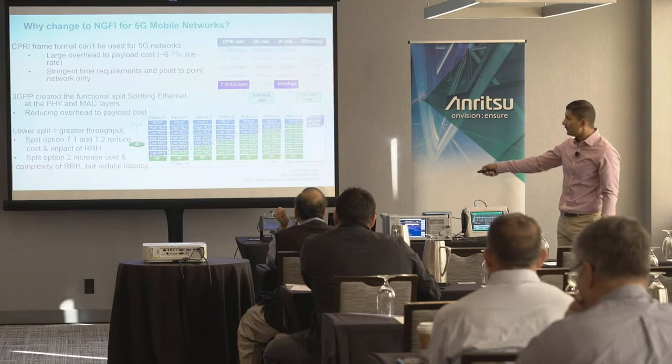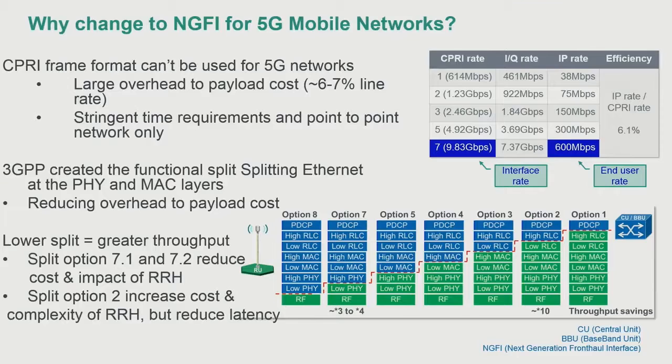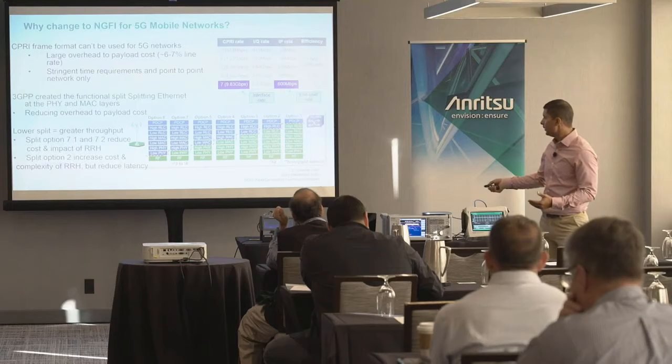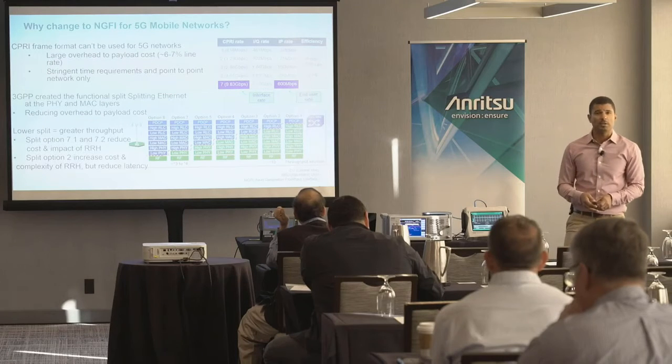However, when you see option 2, which is over here, it's an increased cost and complexity. Why? Because you're doing more in the radio, but you're reducing latency because all of that is being terminated and done in the radio itself. So the question becomes, why do I want to do more in the radio? That's just an increase in cost. Yeah, I get better bandwidth utilization here, but it costs me more per radio.